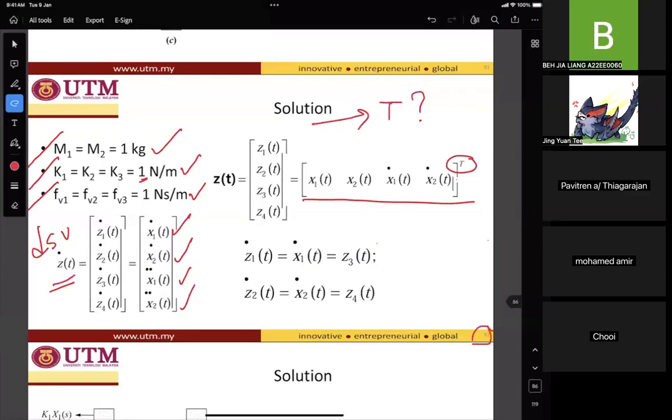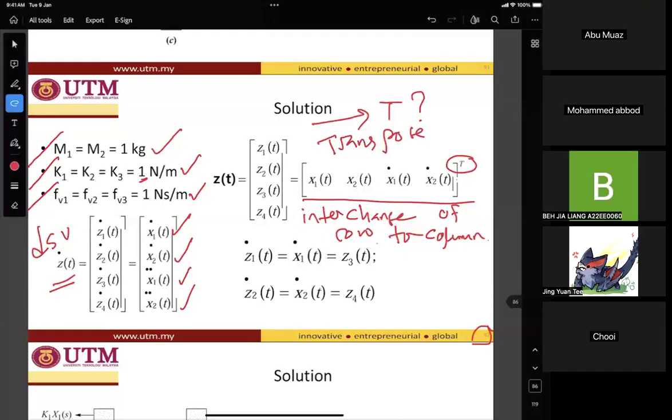Transpose. Yes. What is transpose? Meaning? Make the rows as columns and columns as rows. What is that? I don't understand. Flip the matrix. Flip, eh? How do you flip? You interchange row to column, column to row. Interchange, the keyword. Okay.